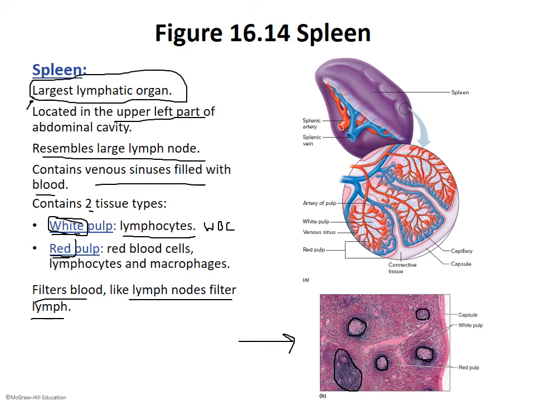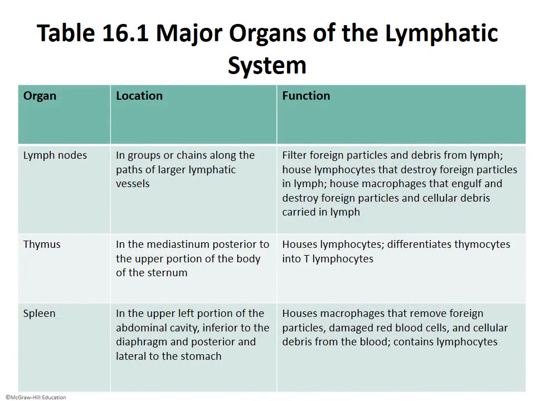Red pulp is called red pulp because it is mainly red blood cells by far. Now, it is also going to have lymphocytes and macrophages in it, but it is by far red blood cells. So I've got white pulp, which is pretty much white blood cells all by themselves, particularly the lymphocytes, and red pulp, which is mainly red blood cells. That's how you know the difference between the two.